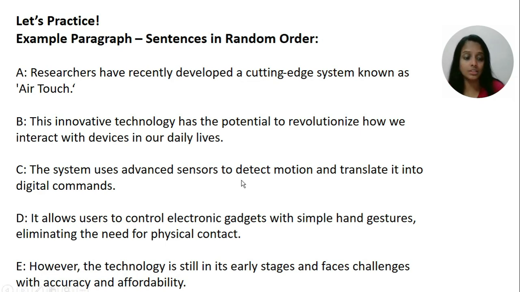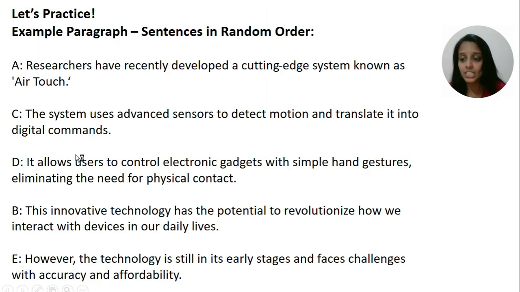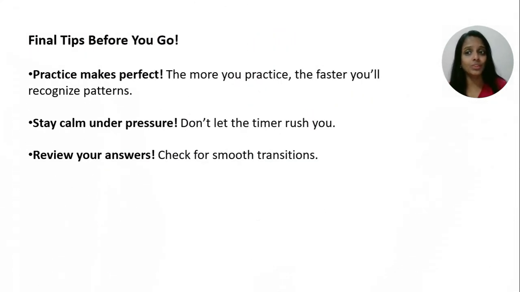Now the order is A, C, D, B, E. Did you see how we build that paragraph step by step? So it's all about understanding the flow of ideas from introducing the topic and then the supporting details, how it works, then discussing its impact, finally mentioning its limitations. In the actual PTE Core test, you will use the same techniques. First, find the independent sentence, then look for logical connectors, and finally ensure the paragraph flows smoothly from start to finish.